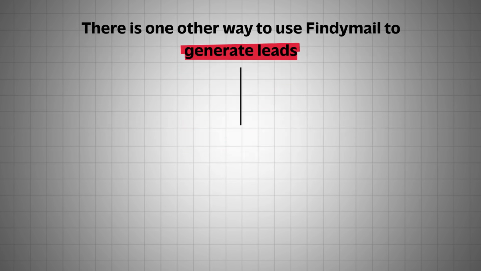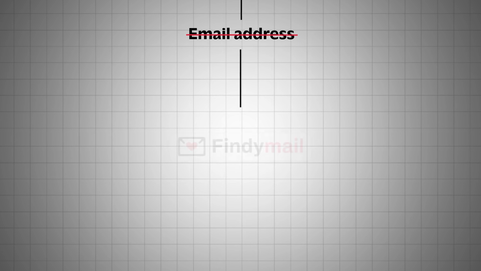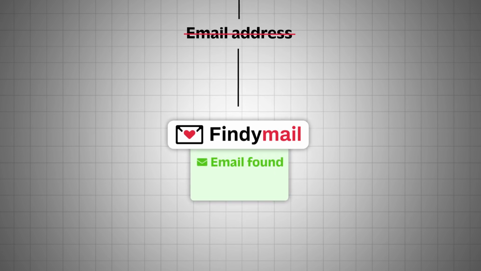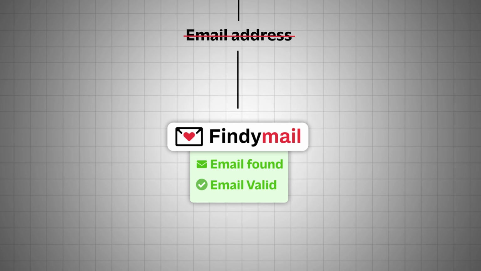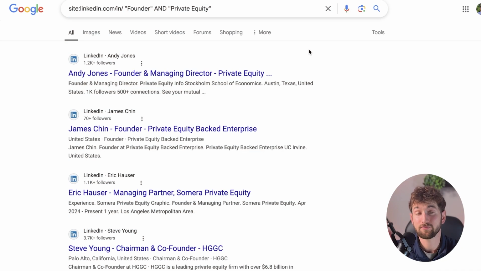And then there is one other way to use FindEmail to generate leads. If you don't have their email address already, you can use FindEmail to actually find their email address and then also validate that same email address in the process. Let me show you. Let's say, for example, you wanted to do a search that did not include gmail.com. What you can do is actually type this in: site:linkedin.com/in/ and then in parentheses, use whatever sort of keyword or job title you want to go after. What I'm doing for this example is founders at private equity firms.